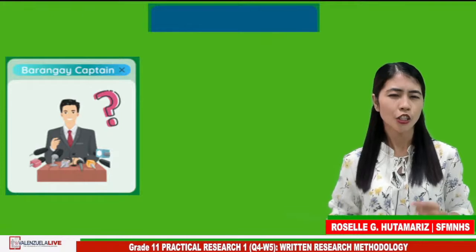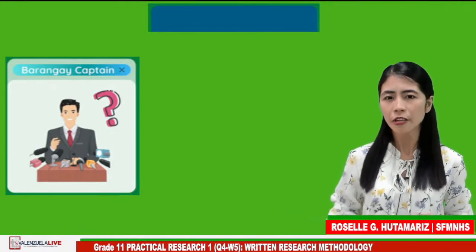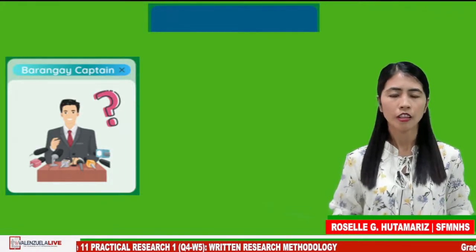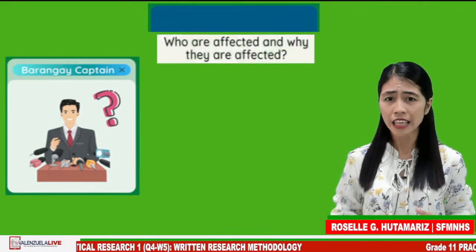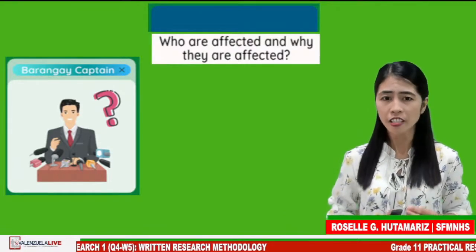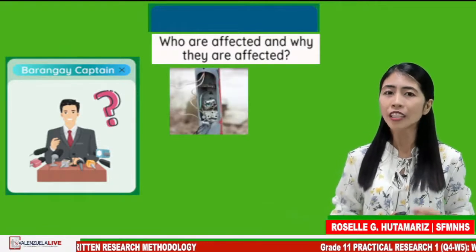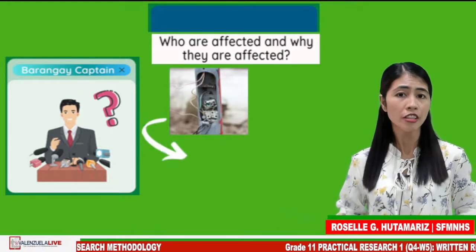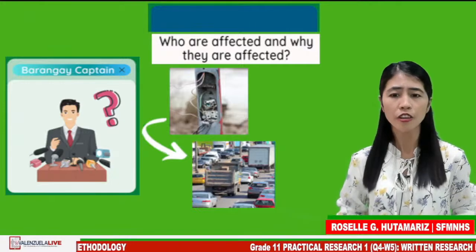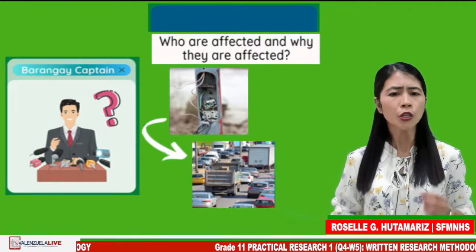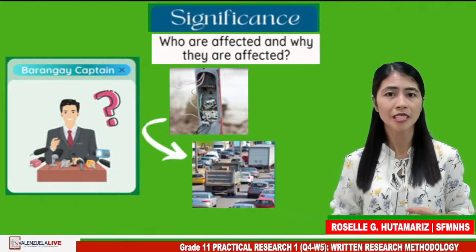Next, you will consider the severity of the problem. When there is a broken street light, who are affected and why are they affected? Since broken stoplights can cause heavy traffic and are also a threat to safety, you can conclude that the problem is significant.